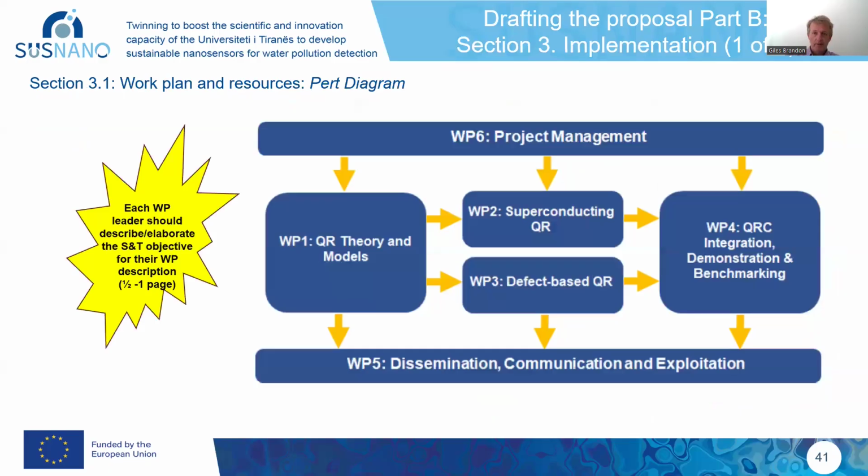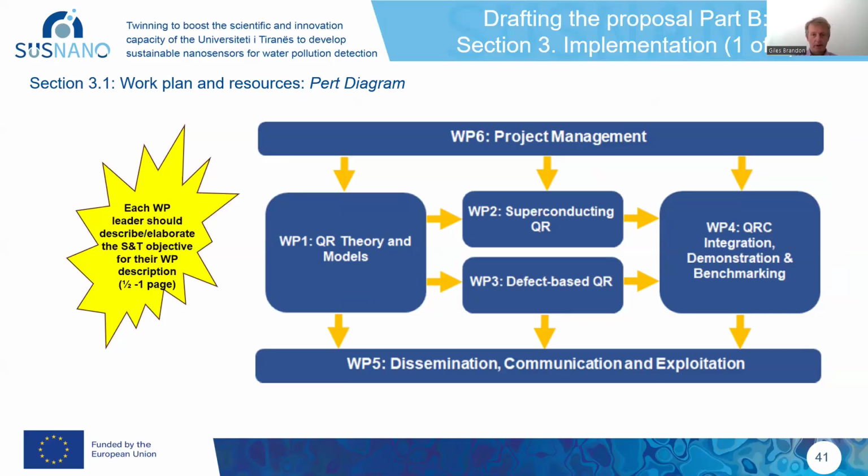Okay, so we finally finished section 2. We now move on to section 3, the last section of the part B. So section 3 is all about implementation. One of the first things you're asked to provide is a PERT diagram. So a PERT diagram, for those of you who don't know, is a diagram that shows the relationships between the work packages and the tasks.